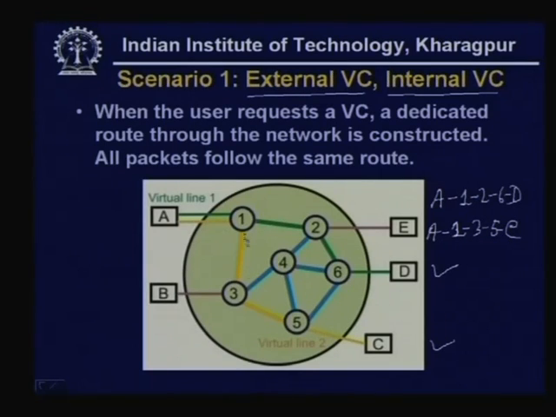So, we find this virtual circuit is created from end to end, station to station. In such a case, all the packets originating from A for C and D, obviously they will have some sequence number, and will follow this route. The packets with the destination D will go from A to 1 to 2 to 6 to D. On the other hand, all the packets with destination address C will go from A to 1 to 3 to 5 to C. They follow the same route depending on the destination. So, this is your external VC and internal VC.